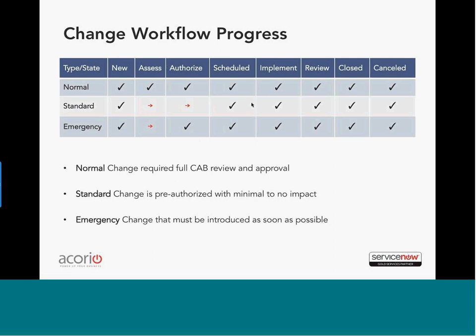Now, a little bit on the workflows. Normal change would go through each one of the states here. Standard change would skip the assess and authorize, because this is a routine change, it wouldn't need to get approval from the technical team or be reviewed. It goes straight from new to scheduled. And we have an emergency change where it skips the assess stage because, again, it's an emergency change. It doesn't need to go through technical peer review, and it moves straight to authorize and the rest of the states.